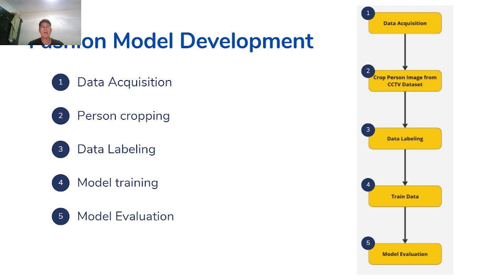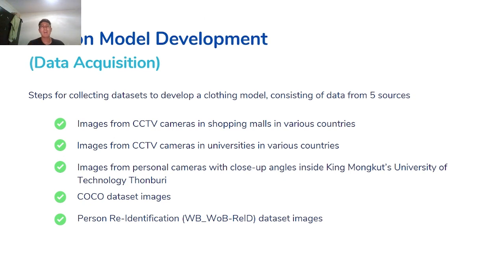We have five parts that we do in this model. The first one is data acquisition. We get the data from many sources, but most of it is from our test location at King Mongkut's University of Technology Thonburi, and we have other sources like Kaggle and Roboflow. We also have CCTV camera footage from a shopping mall, and we use images from the COCO dataset and a dataset from a re-identification model.